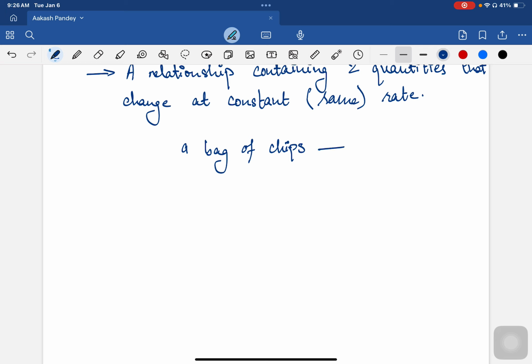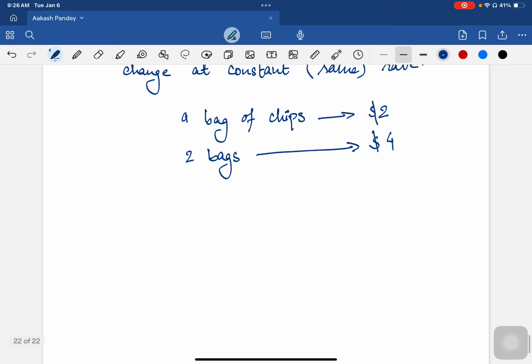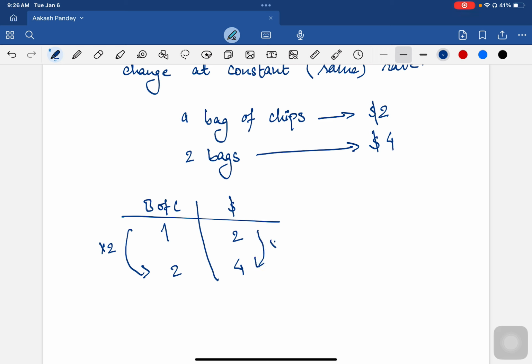would cost you, let's say, $2. And when you buy two bags, it'll cost you $4. So if you look at this relationship in the form of a table, let's say you have a table for bag of chips and price in dollars, you see one bag would cost you $2, two bags would cost you $4. This would be times two.